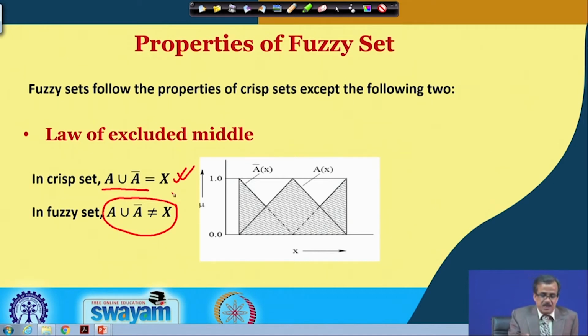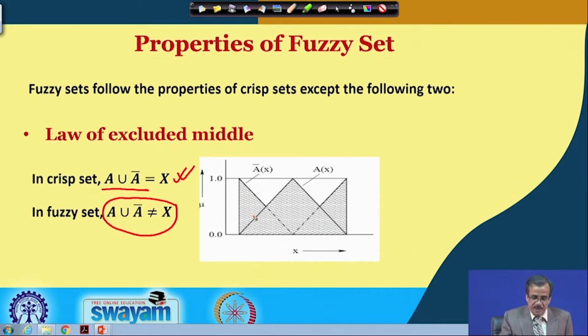So, once again let me repeat: according to the law of excluded middle in crisp sets, A union A bar is x, that is the universe of discourse, but in fuzzy sets A union A bar is not equal to the universe of discourse.